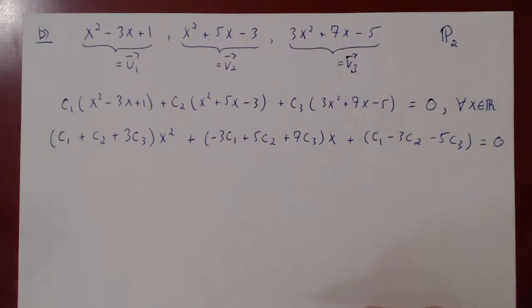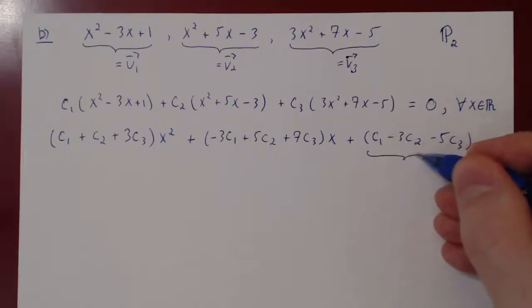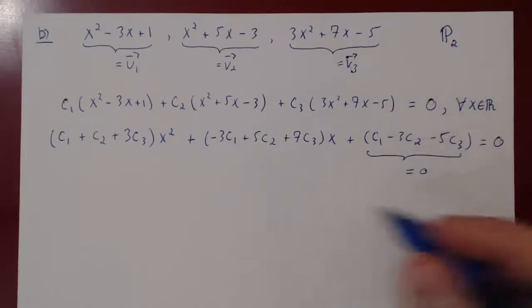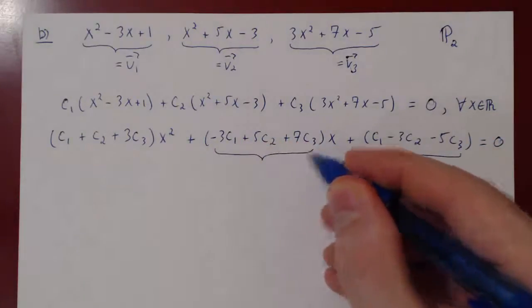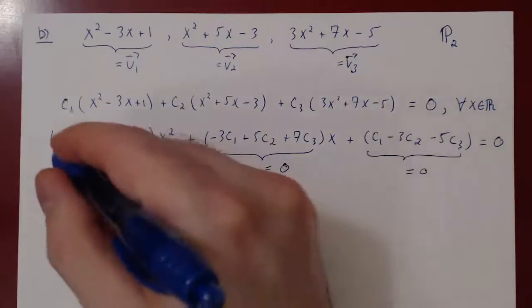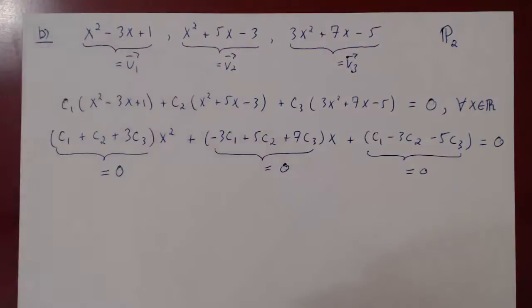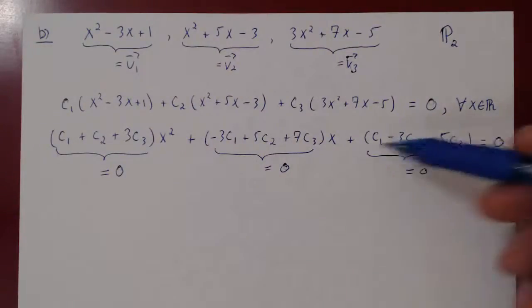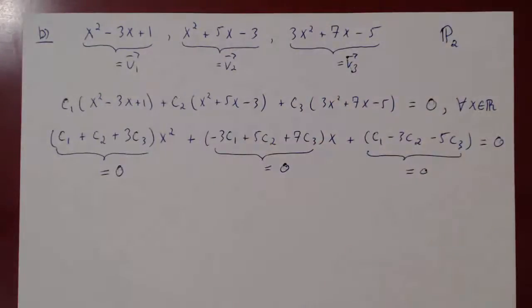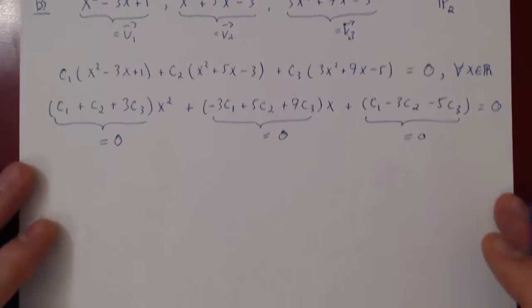But if you think of it, the zero polynomial is the polynomial where all the coefficients are equal to 0. So the constant term must be equal to 0. The linear term must be equal to 0. And the quadratic term must be equal to 0. This is the only way to obtain the zero polynomial. And once again, we have a linear system in the three coefficients c1, c2, and c3. So we can solve for those coefficients by solving the corresponding linear system.